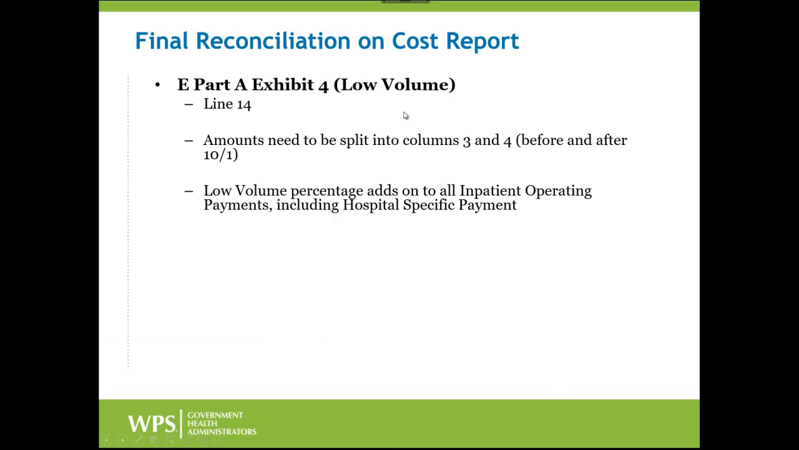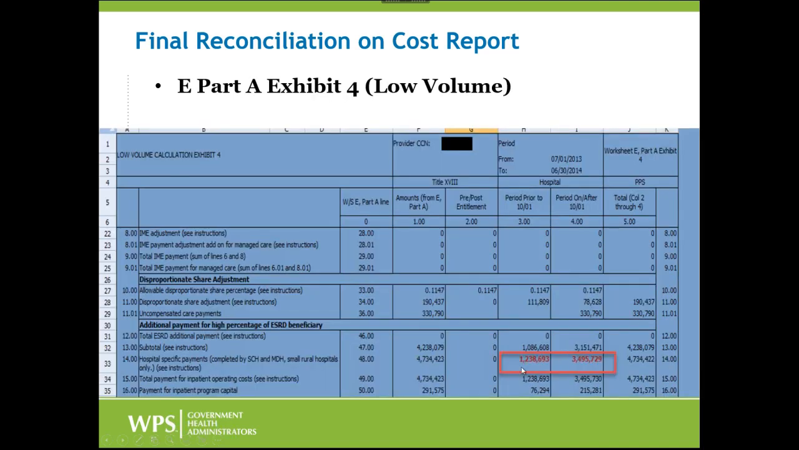Low volume, again, just a quick word on that. It's the same idea. This gets reported in line 14, but in fact, it brings it over from E Part A. You'll see that right here. Line 14, hospital-specific payments, they are split here. They do need to be split for E Part A Exhibit 4.